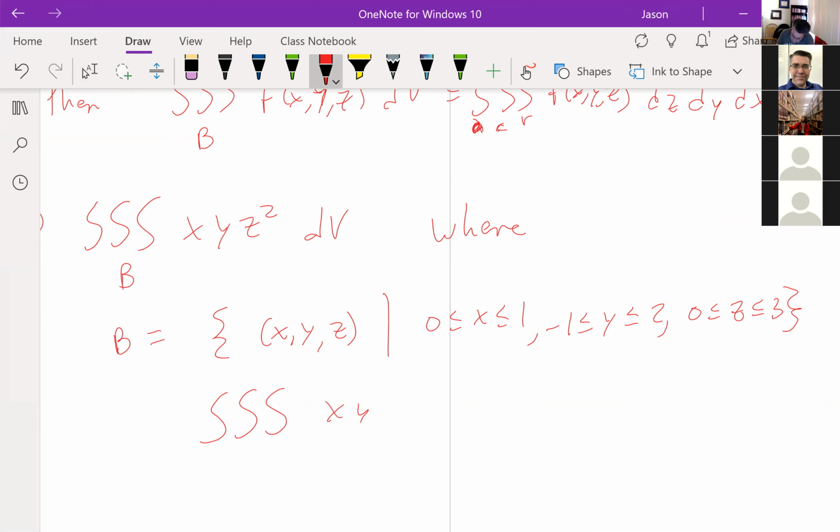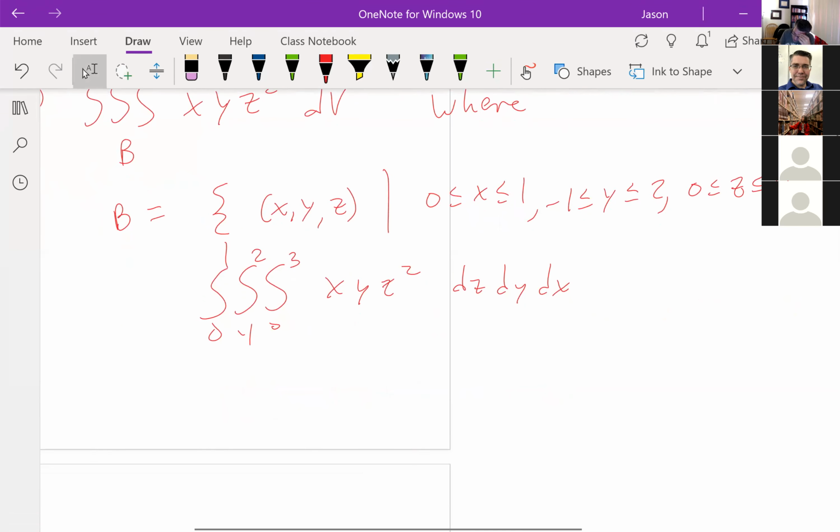This is going to be x, y, z squared. I'm going to go in reverse order. It really doesn't matter what the order is when we integrate over a box, unless we'd have to do integration by parts and it gets real messy. This one's separable, so the order doesn't really matter, but I'm going to do it in reverse order: dz, dy, dx. So z goes from 0 to 3, y goes from -1 to 2, and x goes from 0 to 1.